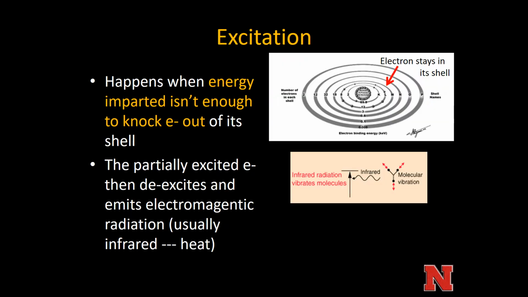All right, excitation. Excitation happens when an energy is imparted on an atom, but it is not enough to knock the electron out from its inner shell. The partially excited electron de-excites and emits electromagnetic radiation, usually in the form of heat. So there's some sort of charged particle interaction. An electron gets excited, but it stays within its shell. It's not so much that it gets released away from the atom, and it falls back to baseline and releases radiation, which is usually infrared in the form of heat.